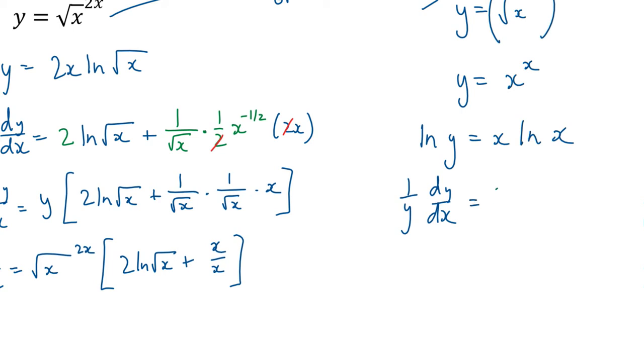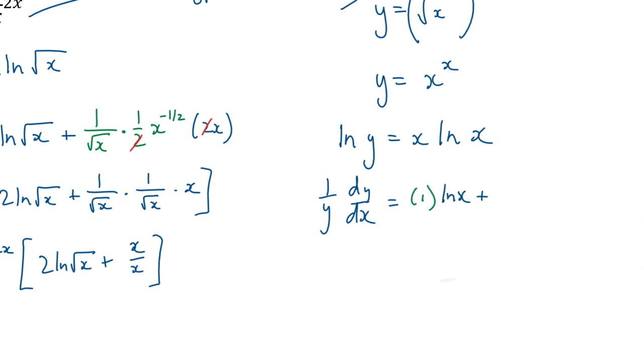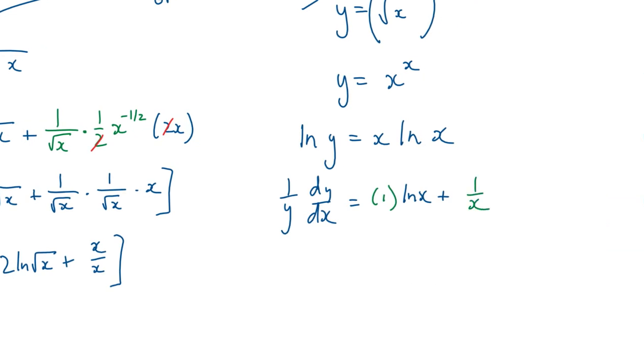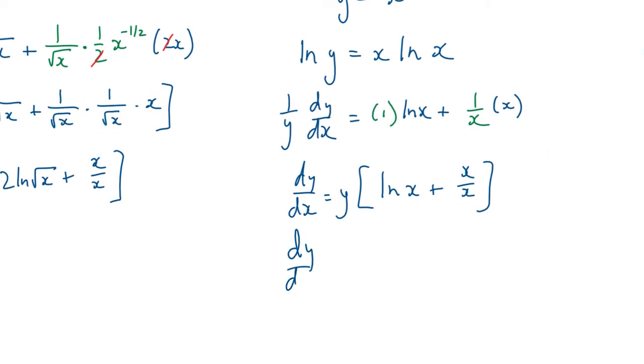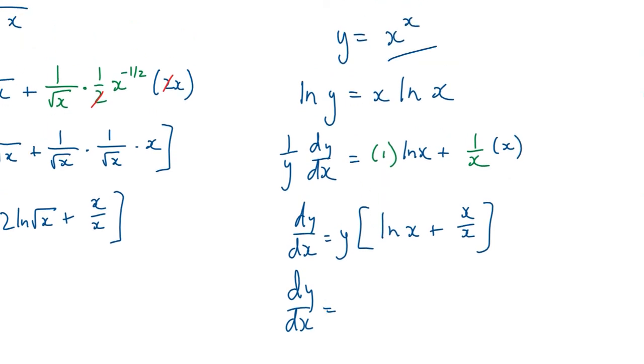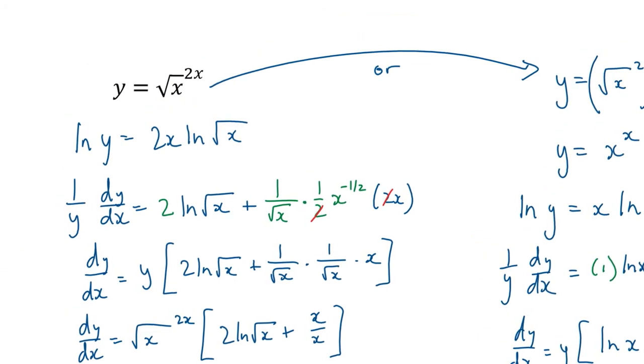Because the derivative of the first thing is just 1 times the second thing, plus the derivative of the second thing, which is 1 over x, times the first thing, which is x. dy by dx equals y ln x plus x over x. dy by dx equals, replacing y, x to the x times ln of x plus 1. Or I could have replaced it with the original one, but why not use a simpler version?